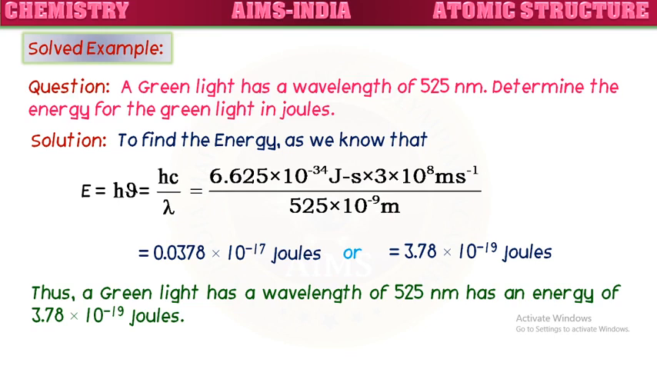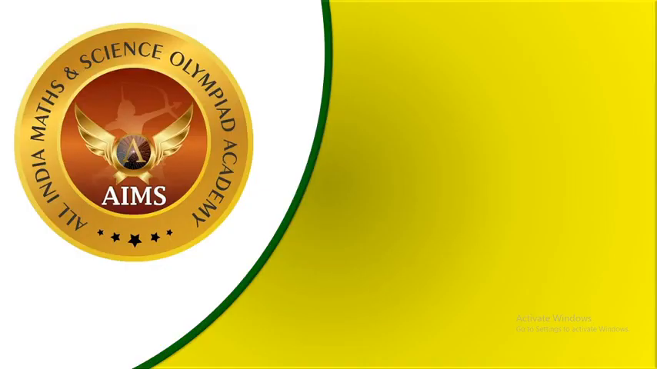So in this way, we can calculate the energy if the wavelength is given. Not only the wavelength, if they give frequency, you can calculate energy by using E = h nu. If they give wave number, we can use the formula as we have seen earlier, E = hc nu bar. So by giving one quantity, we can find the other quantity by using these equations.